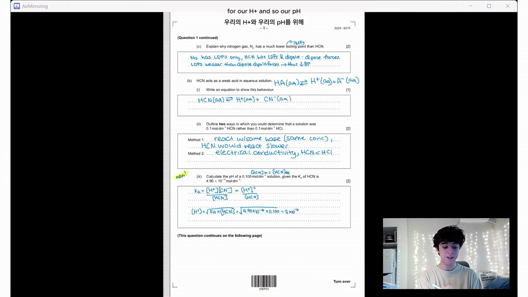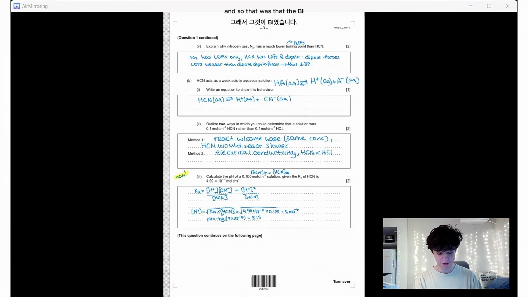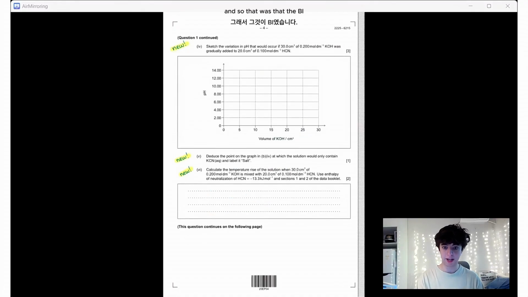And so our pH is just going to be equal to the negative log of our H plus. So that's negative log of 7 times 10 to the negative 6, which ends up getting us 5.15, the same answer that we got in the HL version. However, in the SL version we had a slightly different calculation, because HL goes more in depth for that. Okay, and so that was B1.